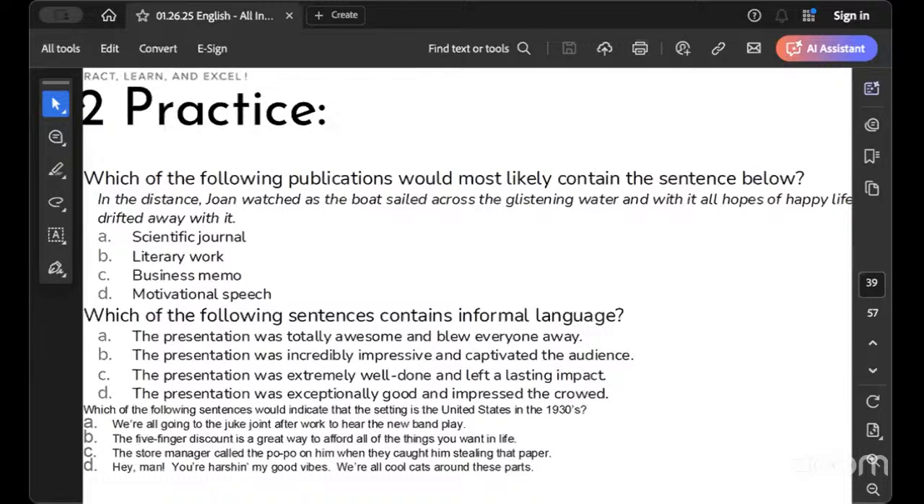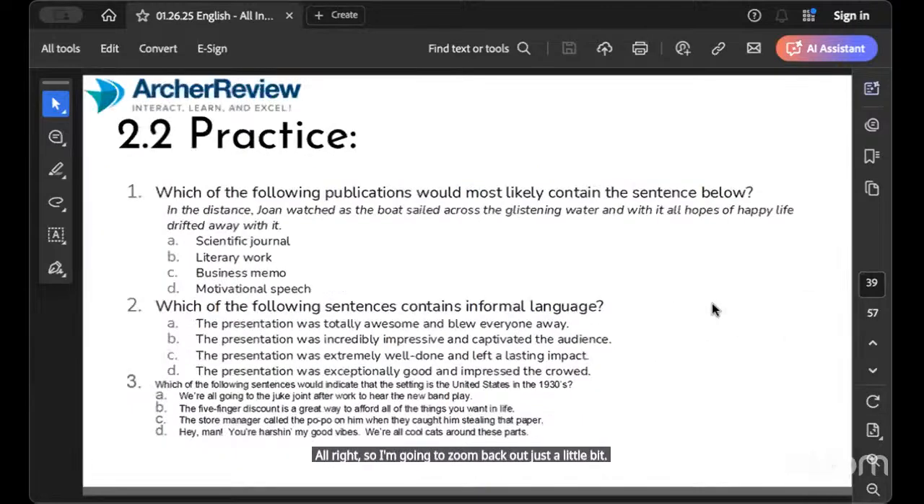Okie dokie. Artichokes. Are you ready? Looks like it. All right, so I'm going to zoom back out just a little bit. Here we go. Number 1.